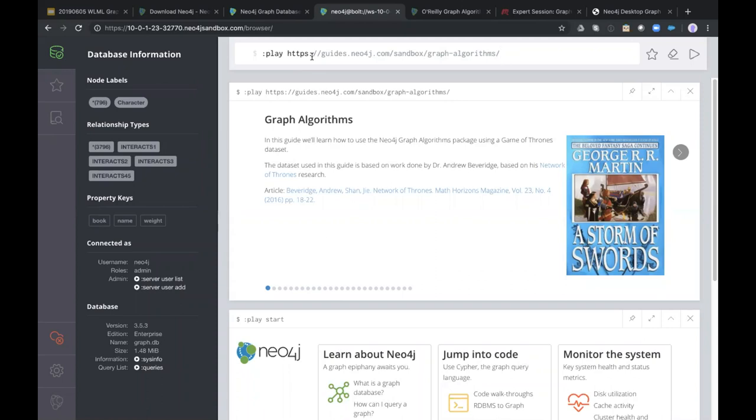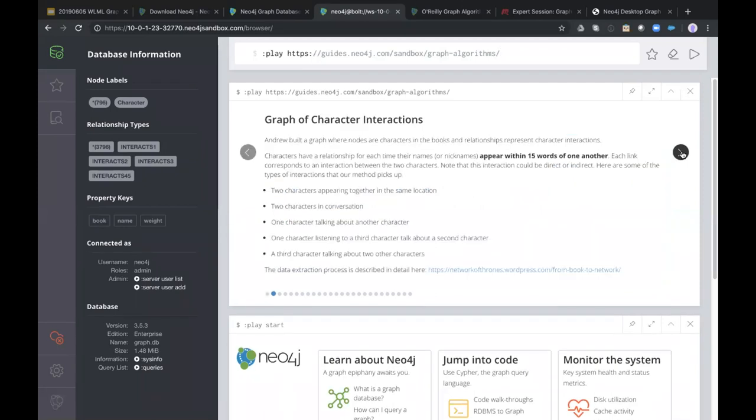All right. So if you play this guide, then you can follow along here, right? And then we can go and look at Neuler a little bit later. Right? So it's a graph about character interactions.